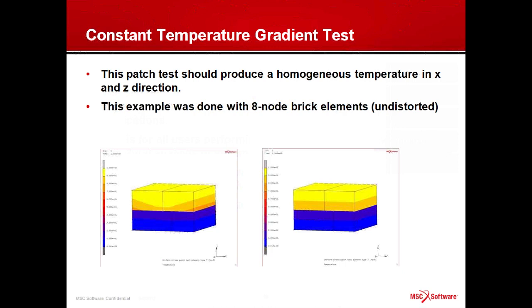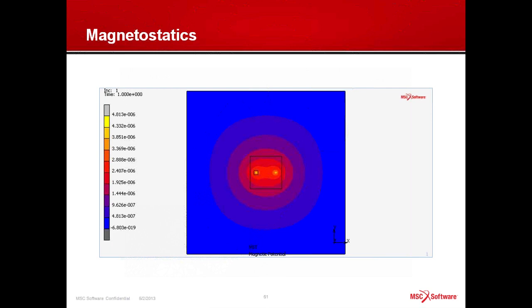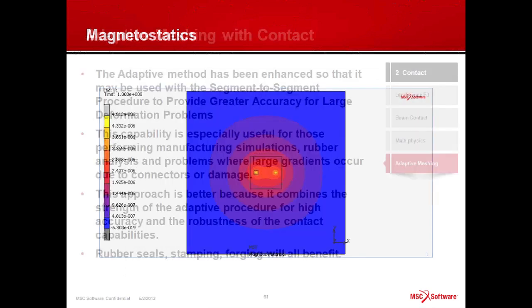And we can see even on a very easy model, the node to segment, if these blocks were not regularly spaced, we'd see a little lack of accuracy in the solution. And with the new method, we see a very accurate solution. It can be applied to very complex problems, such as this jet engine blade sitting in this fir tree to get the thermal conduction between the two different parts. As I said, it's available for all the different multiphysics that is available in the program. Here we see it in magnetostatics. Later on, we'll see an example of it with magnetodynamics.